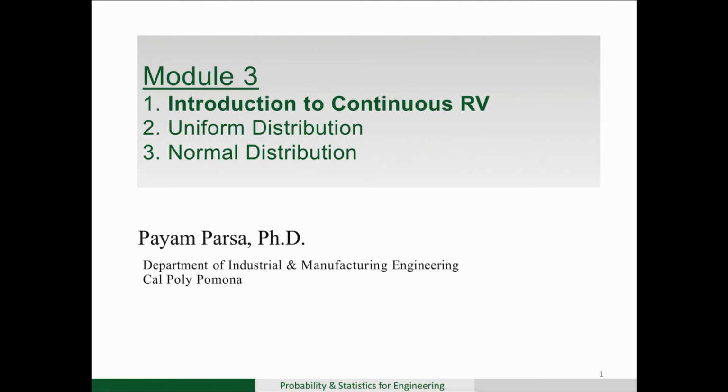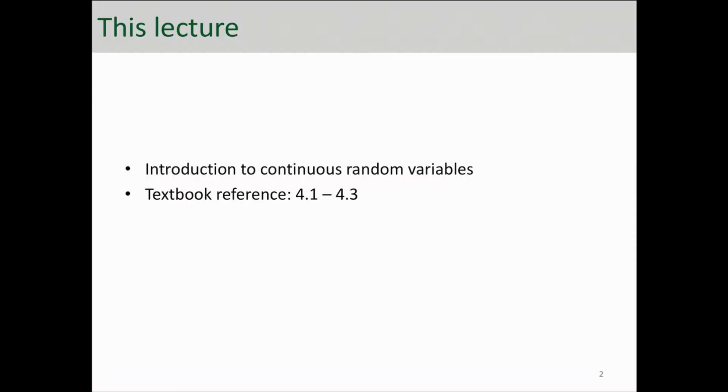In this video lecture, we're going to start Module 3, which is going to cover a series of continuous random variables. We're going to introduce continuous random variables first, and then we'll get to specific distributions such as uniform and normal. So an introduction to continuous random variables is what we're going to do first, and you can learn about this in the textbook in sections 4.1 to 4.3.